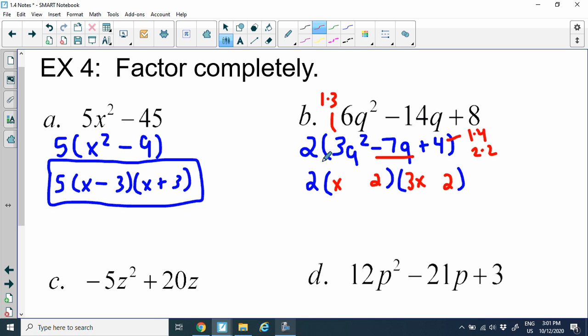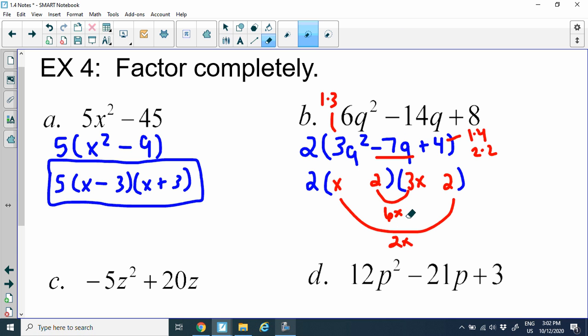And the reason being is that we took this 2 out. Okay, so I do 2 times 3x, that gives me 6x. And then I do x times 2 to give me 2x. Now, if I have 6x and 2x, will that ever add up to our 7q? Which really I should be using q and not x, because that's the variable we have. And to answer that question, no. We can't add or subtract 6q and 2q to give us 7q, so that doesn't work.